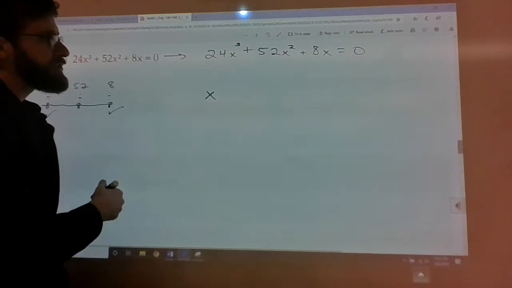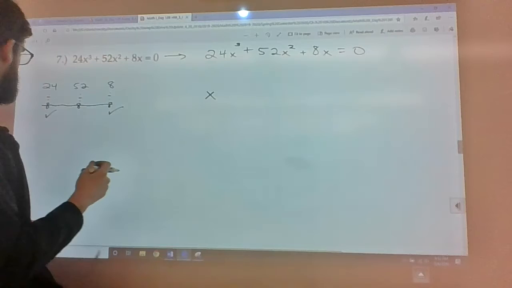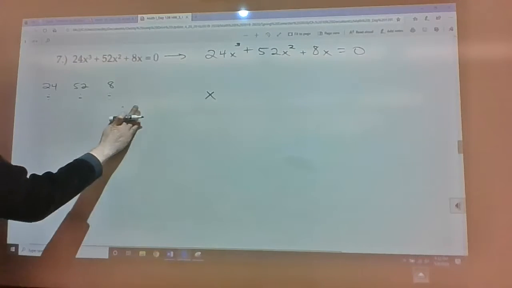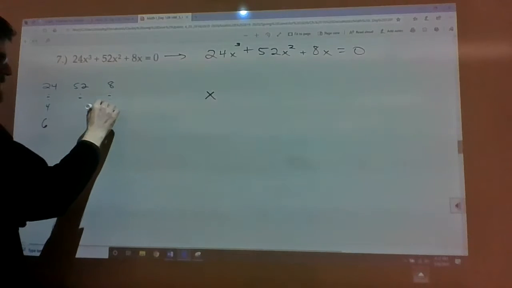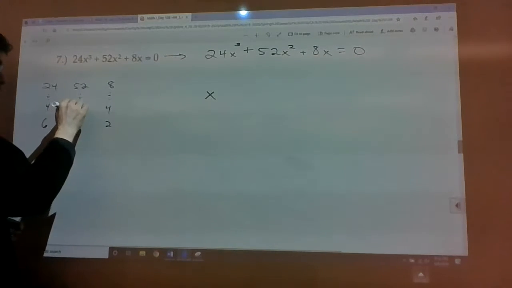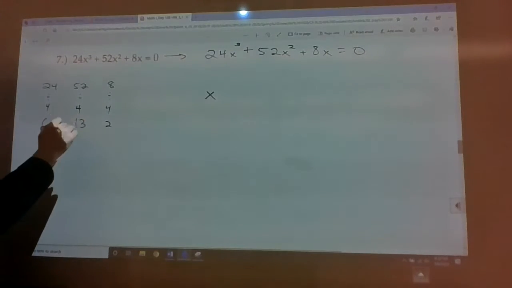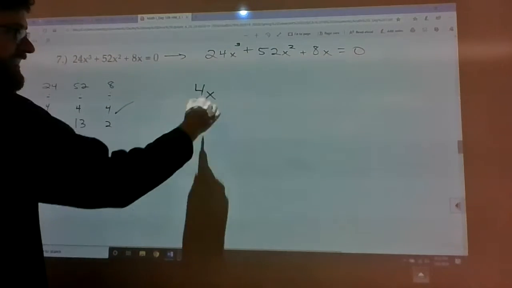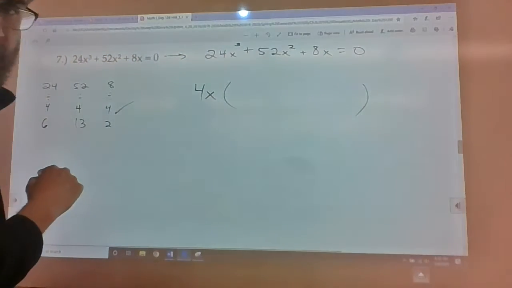Okay? So then you find the next multiple down that's even, 4. So 24 divided by 4 is 6. 8 divided by 4 is 2. 52 divided by 4, 13. So 4x is the GCF that you can take out of this whole polynomial.